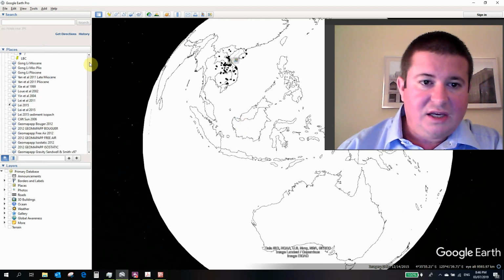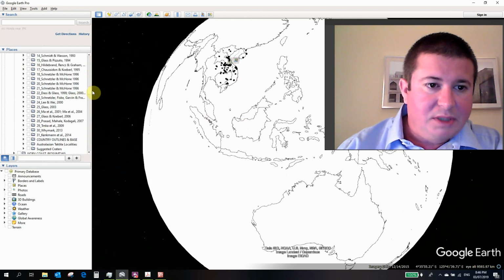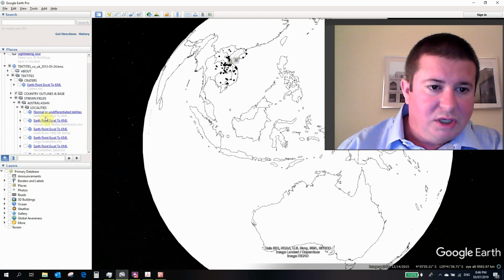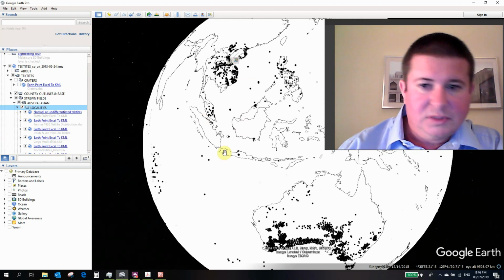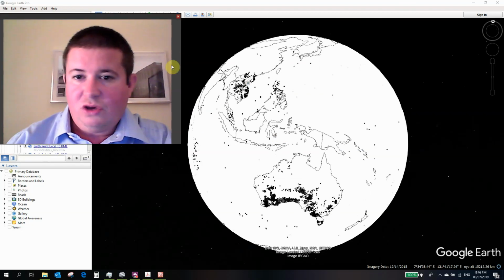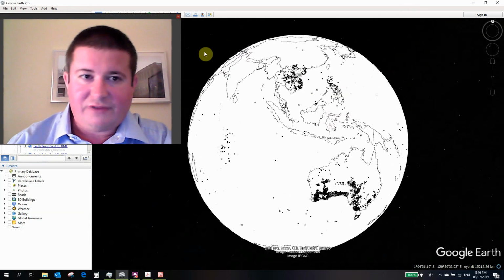Let's get the thing back up. So right, let's get all the localities up. Okay, so these are all the tektite localities again. Huge event. I mean, it's covering a huge part of the Earth's surface.